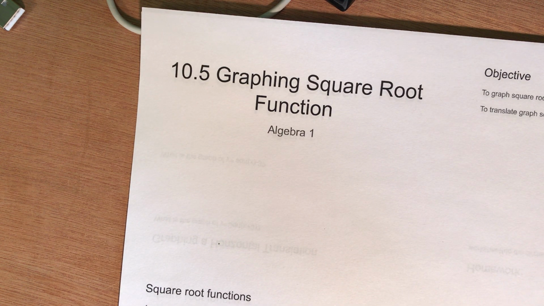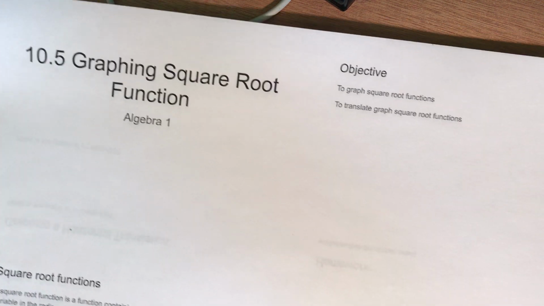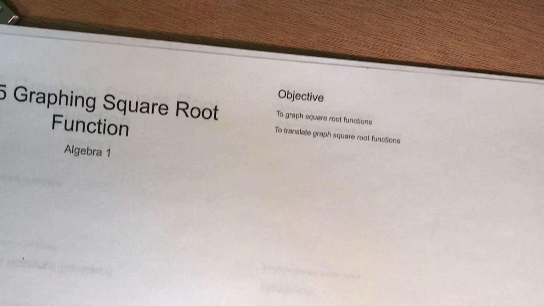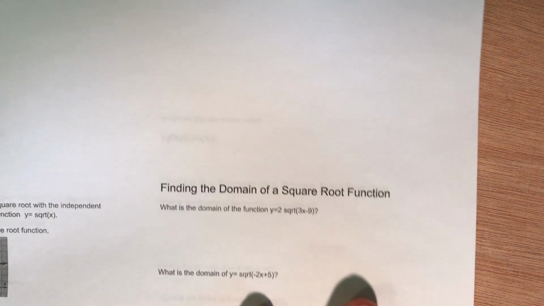A square root function is a function that contains a square root and the independent variable in the radicand. The parent square root function is y equals square root x. This table kind of shows what they did there, just trying it out. And the graph below shows the parent square root function.